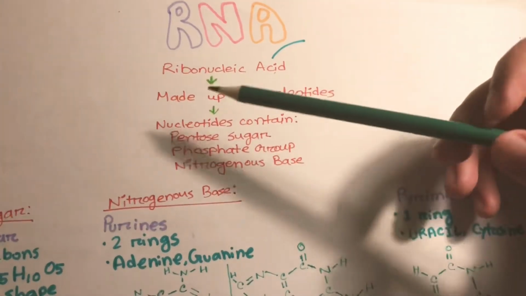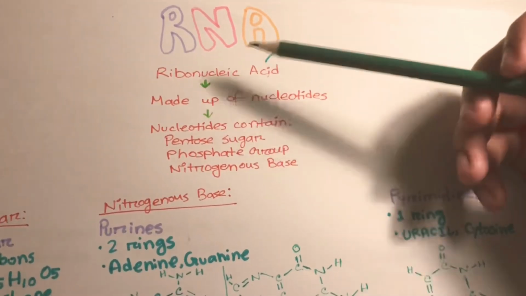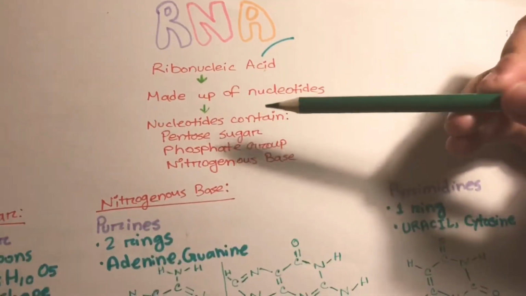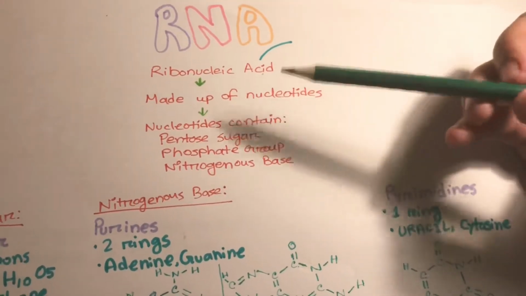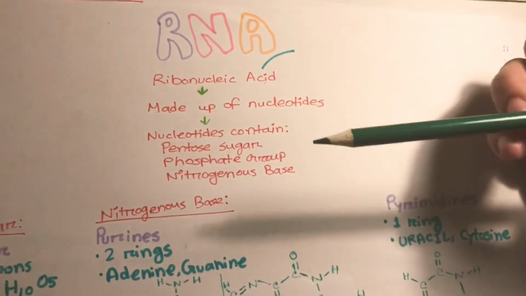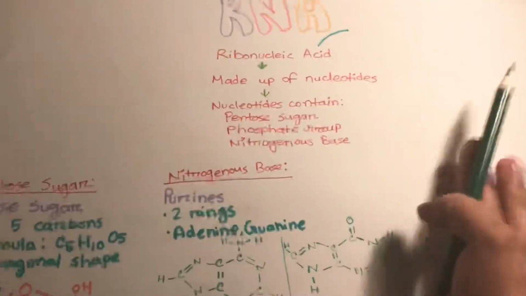Today I'm going to talk about the ribonucleic acid, which is also known as RNA. So RNA is also made up of nucleotides, and each nucleotide contains a pentose sugar, a phosphate group, and a nitrogenous base. So let's look at these three things that I have just mentioned.